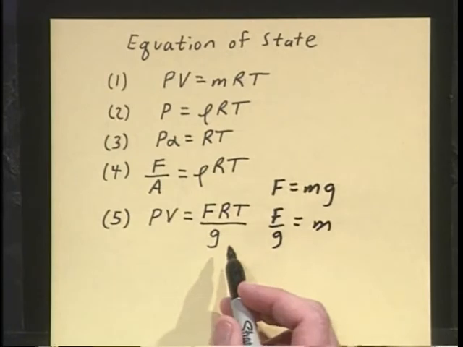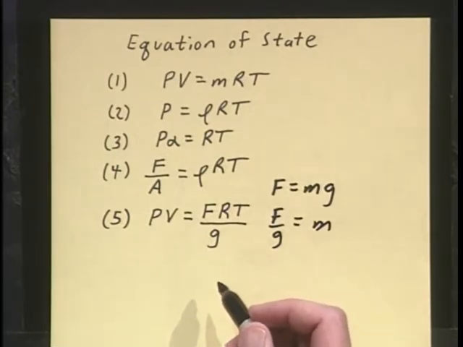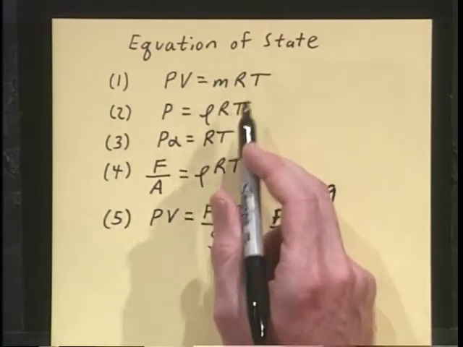And there's several other ways this equation of state can be written. So you'll see several different types of equation, but it's all reverting back to the basic equation, which is PV is equal to mRT.